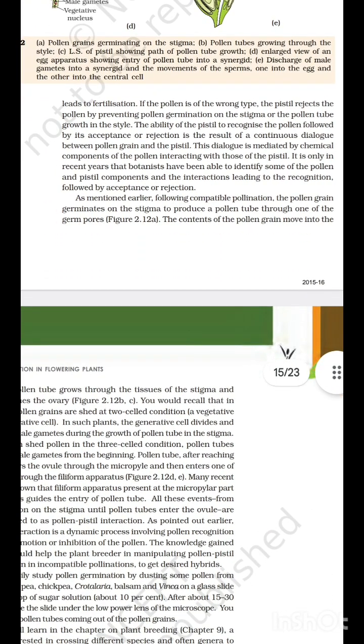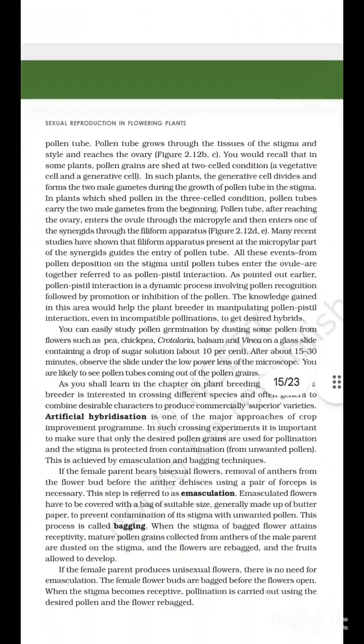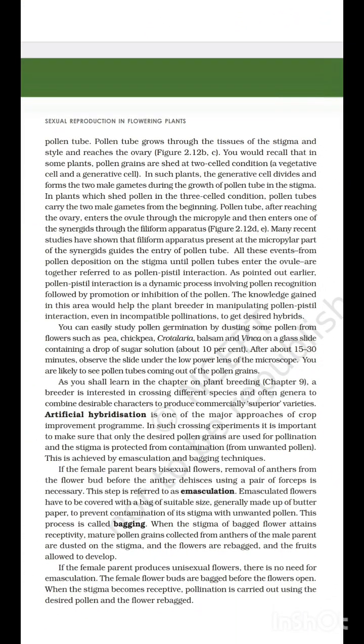So, following the compatible pollination, if the pollen grain that lands is of compatible type, the pollen grain germinates on the stigma to produce a pollen tube through one of the germ pores. Germ pores are present on the exine. The contents of the pollen grain move into that pollen tube. The pollen tube grows through the tissues of the stigma and style and finally reaches the ovary.